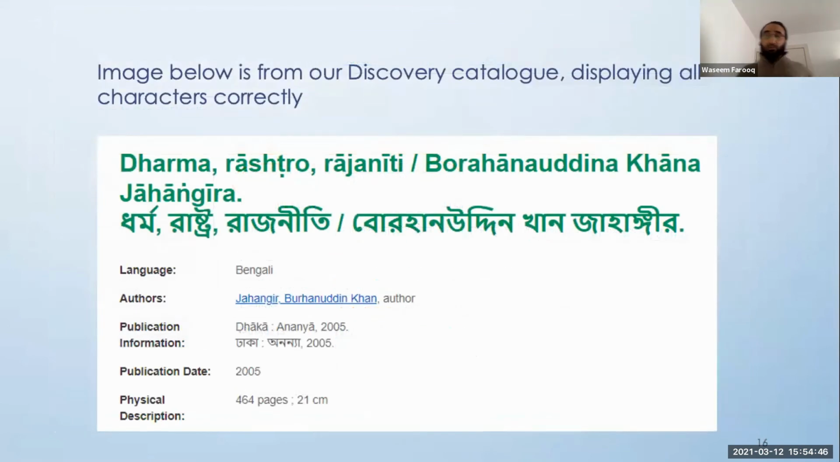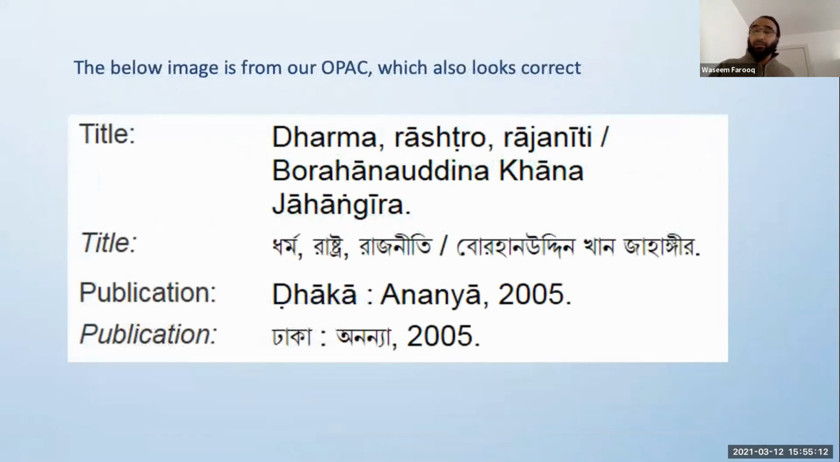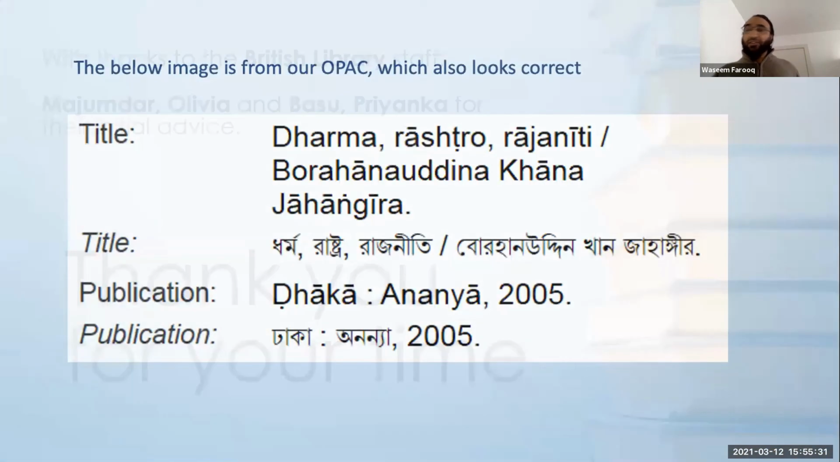And so despite all the issues, even though it was not showing correctly in WorldCat back then, and it's showing correctly now, regardless of that, even back then, I tested it in our library management system, and the image here is from our discovery catalog, and in our discovery catalog it was showing correctly, and also in our OPAC it was showing correctly. So the display might be slightly incorrect in some applications, but mostly it seems to have self-corrected somehow.